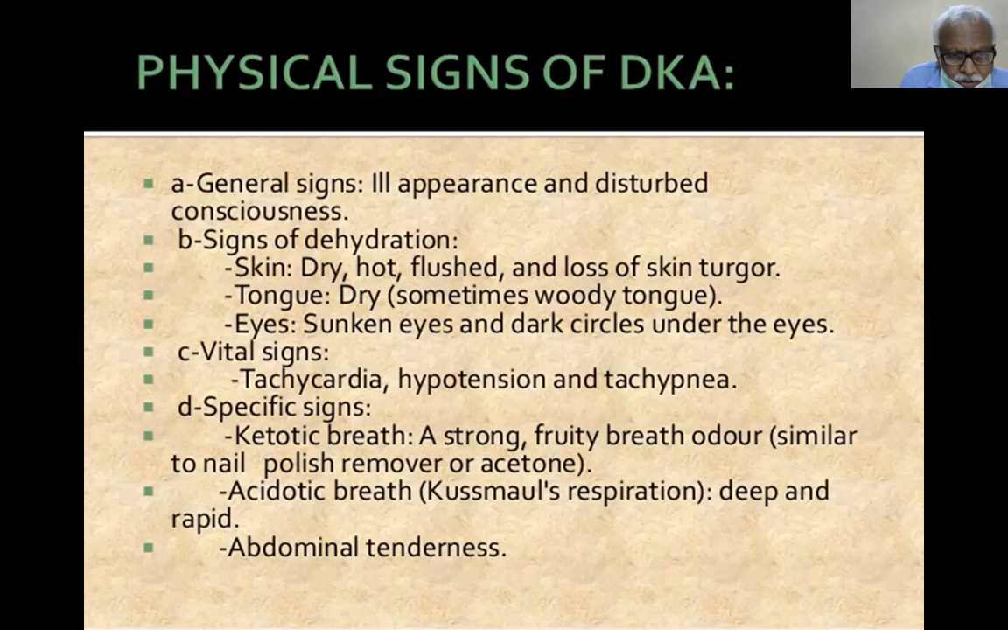And the vital signs: tachycardia, hypotension, tachypnea. Tachycardia, the number of beats per minute may increase to more than 88 to 96 per minute. Hypotension, blood pressure will be low. Tachypnea, the 24 respirations per minute will be more than that, even up to 32 per minute.